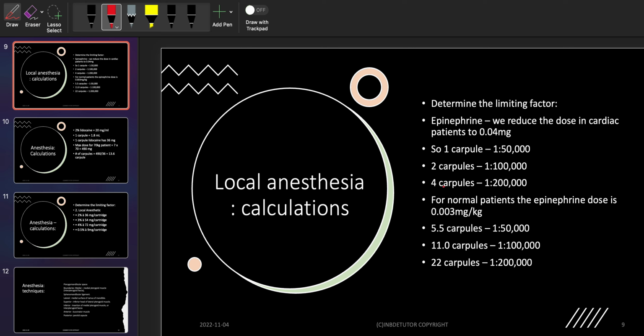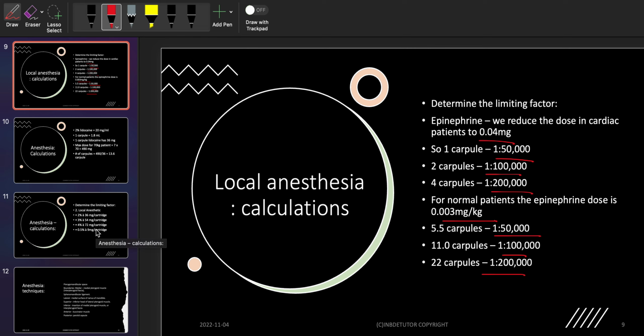Now let's determine the limiting factor over here. Epinephrine will reduce the dose in the cardiac patient. So any patient who has a cardiac problem, we reduce the dose, which is 0.04 milligram. So one carpule in a cardiac patient will contain 1 is to 50,000, two carpules will contain 1 is to 100,000, four will contain this much. For normal patients, the epinephrine dose is 0.2 milligram. So 5.5 carpules will contain 1 is to 50,000, 11 for 1 is to 100,000, 22 for 1 is to 200,000.